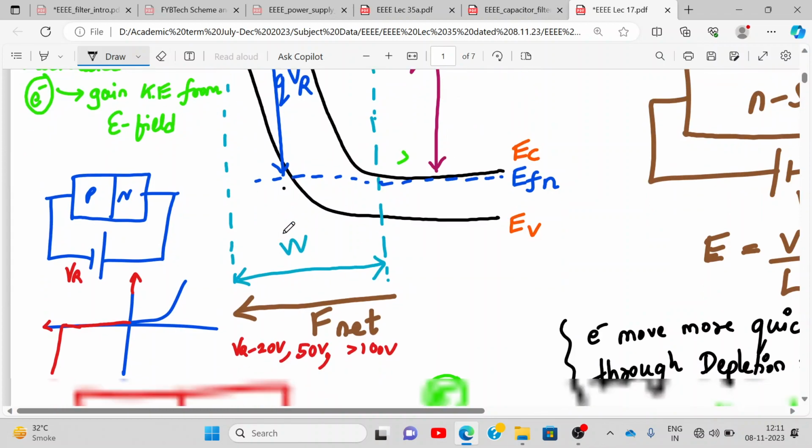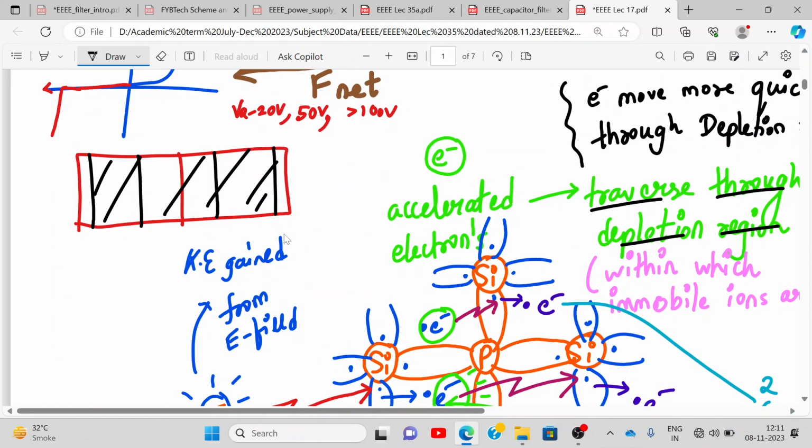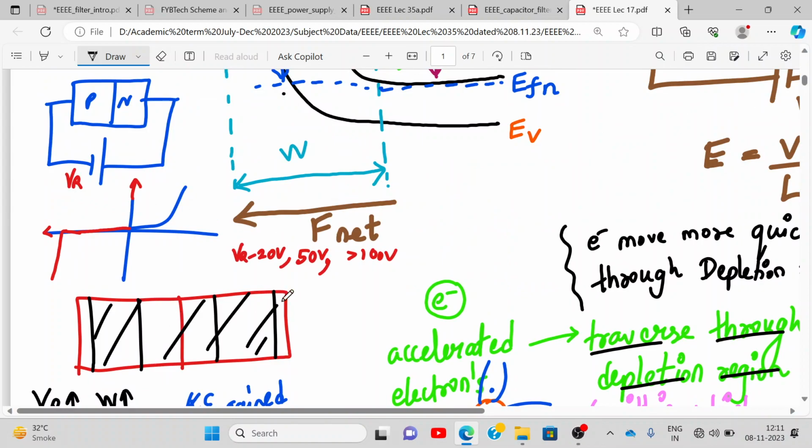Now, see here. Do you agree that if I increase the voltage V_R, the width of the depletion layer increases? Yes or no? The width of the depletion layer increases, no? Because more and more carriers are moving away from the junction. So, this becomes my depletion layer now.